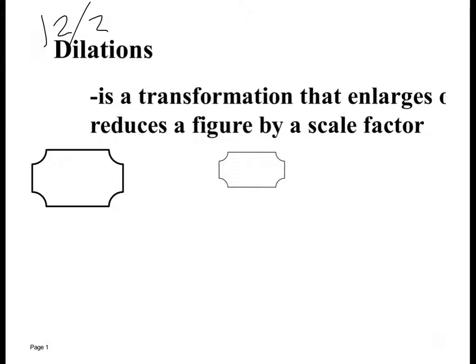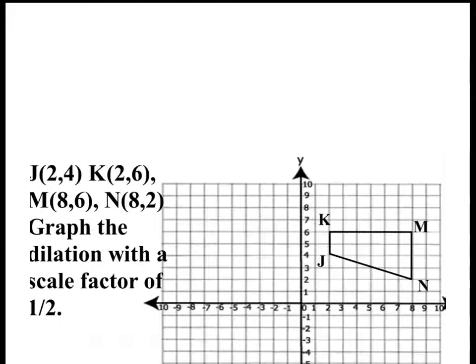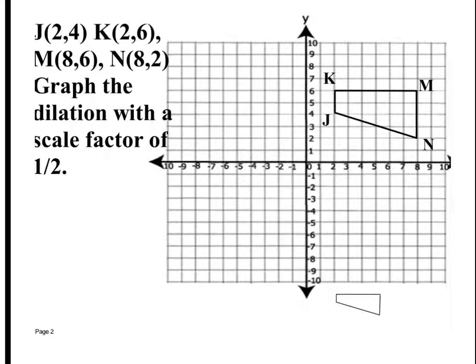What is that? Dilation is just a transformation that enlarges or reduces a figure by a scale factor. We've talked about scale factor before, where 1 inch on the model is 2 inches or 5 inches or 20 inches on the actual. All we're going to do is use that in transformation. We're going to make an object larger, and we're going to make an object smaller. You need to write this down.